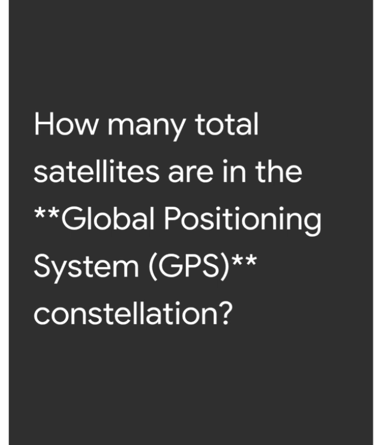Okay, next question. How many total satellites are in the Global Positioning System GPS constellation? Its answer is 24 satellites.